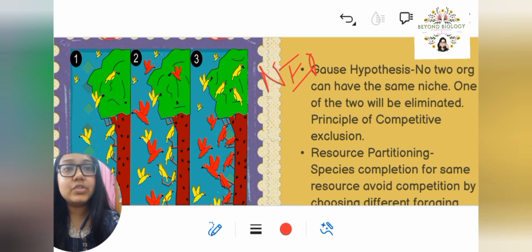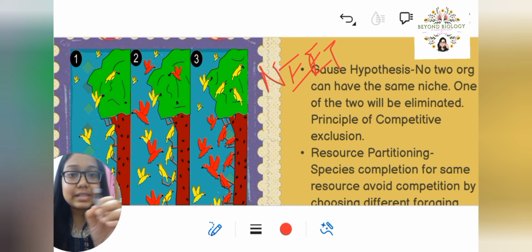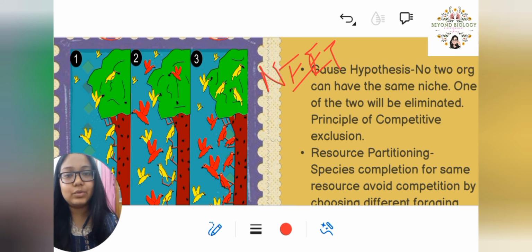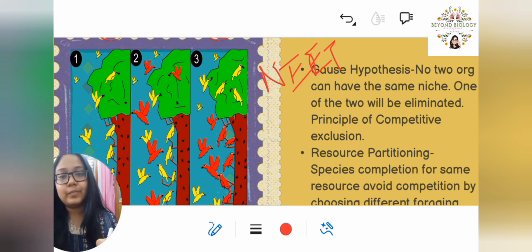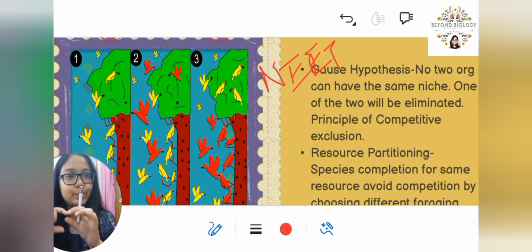Okay, in NEET 2024, there was this question where this statement was given: no two organisms can have the same niche, and one of the two will be eliminated. These exact two statements were given, and they asked to choose the correct statement. One is correct, two is correct, both are correct, none. This was the question exactly, and this topic is very, very important.